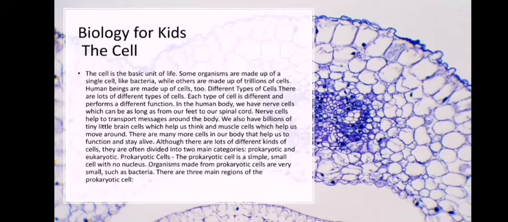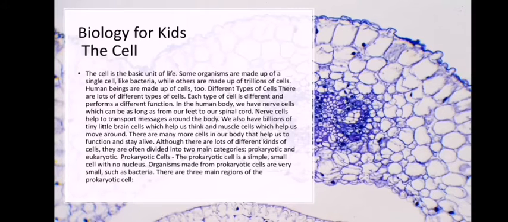Some organisms are made up of single cells, like bacteria, while others are made up of trillions of cells. In the human body, there's not only one type of cell. There are many other cells that humans have. Humans are made up of cells too. There are lots of different types of cells. Each type of cell is different and performs different functions.